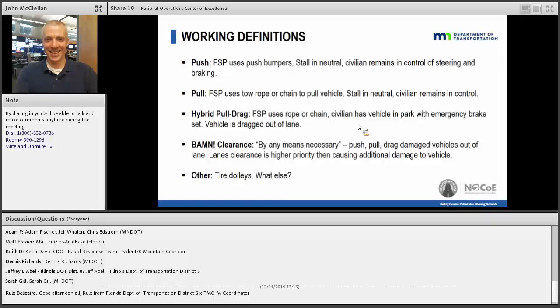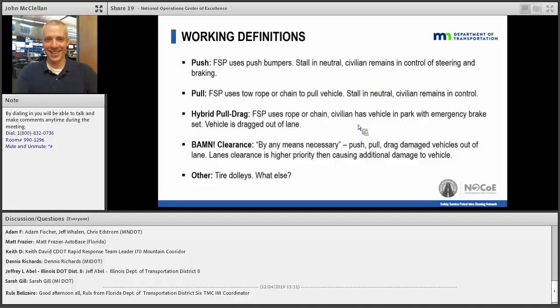Some states, instead of pushing, do a pull. They pull in front of the vehicle, they hook up a chain or a tow rope. Same thing, vehicle in neutral, civilian remains in control of steering and braking, get it to the shoulder that way. I know in Minnesota we do that occasionally if it's an overheight vehicle, a school bus, a dock truck, something like that. In a few cases we've done both a push and a pull if it's a really heavy semi: one truck pulling and one truck pushing.